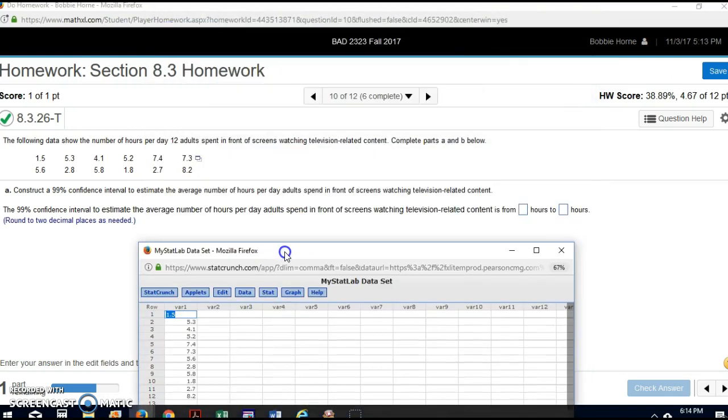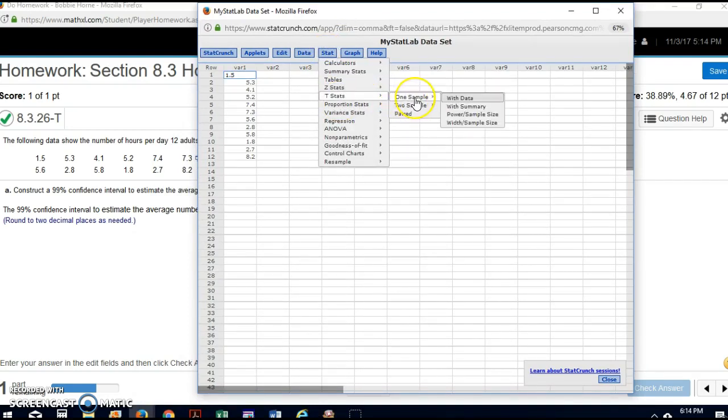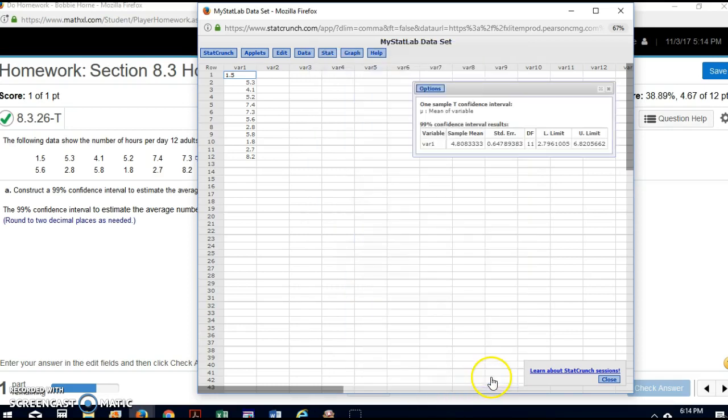And we don't really know anything about the population, so we're going to do a T-stat since we don't know the population. And we're going to do with data because we actually have the data, not just the summary. And when you click on that, you will select the column of variable 1, and that will select all of these numbers. And then we want a confidence interval of 99%. So that is all you have to do and click compute.